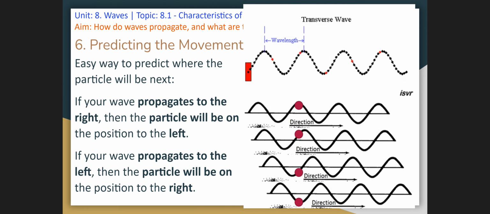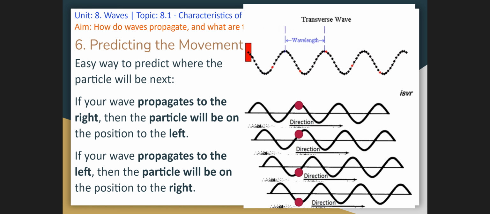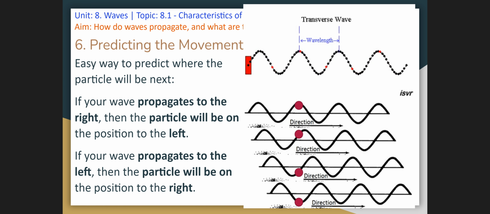Honestly, there's really no other way of me explaining this. You just have to visualize this for yourself. Look at the loop video. Try to figure out where the particle will go as the wave is moving to the right. Now here's an easy way to think about it. If your wave propagates to the right, then your particle will be on the position to its left.